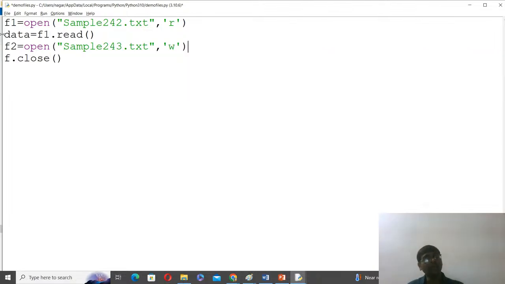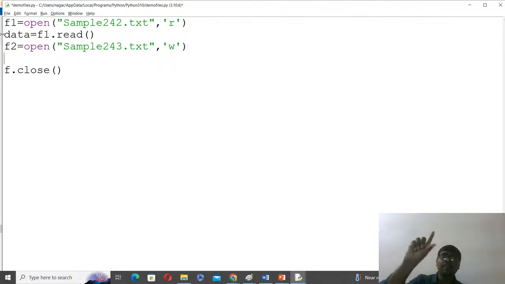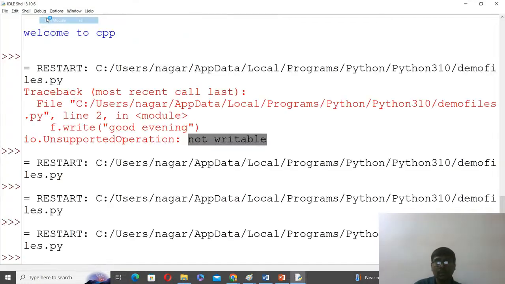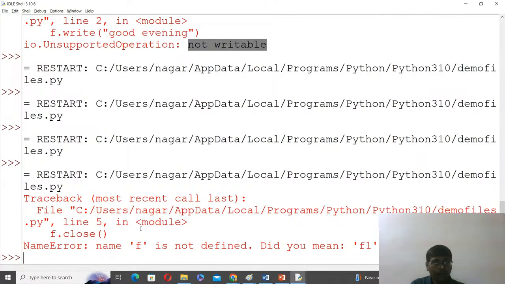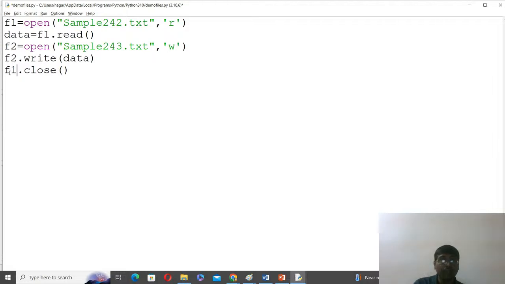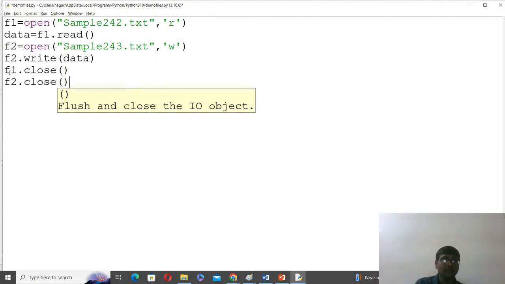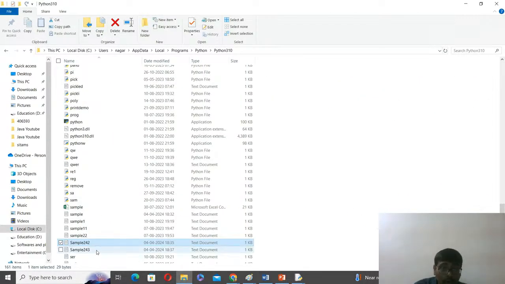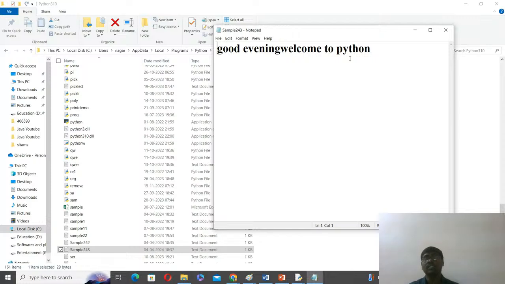If the file is not available, it will create the file and open it in write mode. f2.write(data). Okay, now run this one. Sorry, here you need to close: f1.close, f2.close. Close the two opened files. See, the operation is completed. Now check, 243 is created. Yes or no? Within 243, whatever was available in 242 is copied.